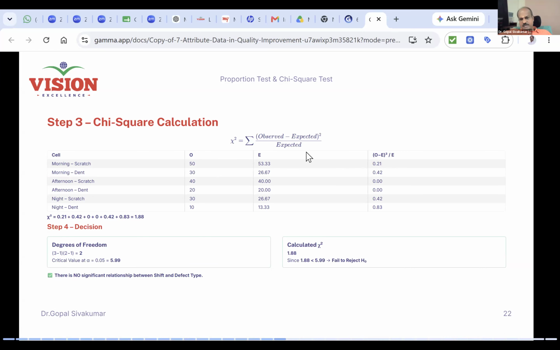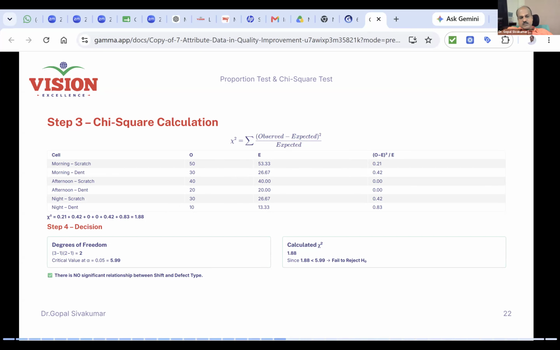Now we calculate the chi-square. The formula is observed value minus expected value, and the difference must be squared and divided by the expected value. Do you understand? O minus E, the whole square, divided by E. So when I do that, I get different chi-square values. When I sum up all these, that's the total chi-square. You see, chi-square is 1.88.